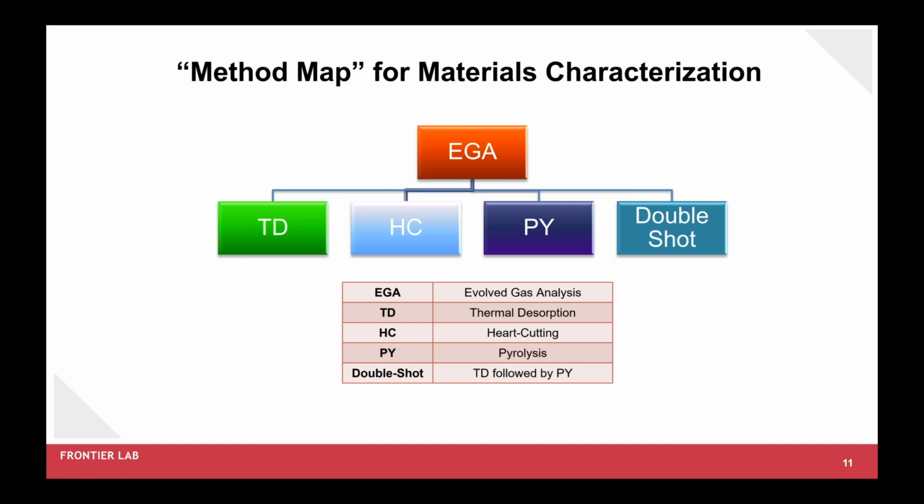The second step is then to use your EGA thermogram to define the thermal zones of interest and then perform separation analysis on your sample. So EGA really guides you on what to do next. It will show if a thermal desorption, hard cutting, or flash pyrolysis is needed, or if a combination of these techniques is required.